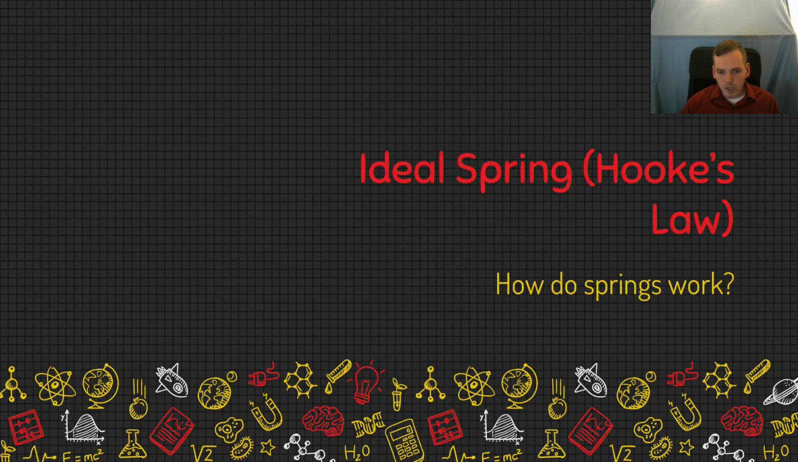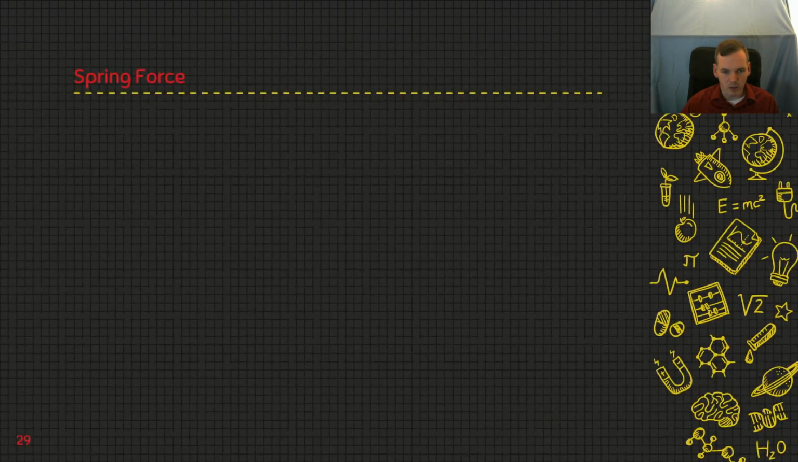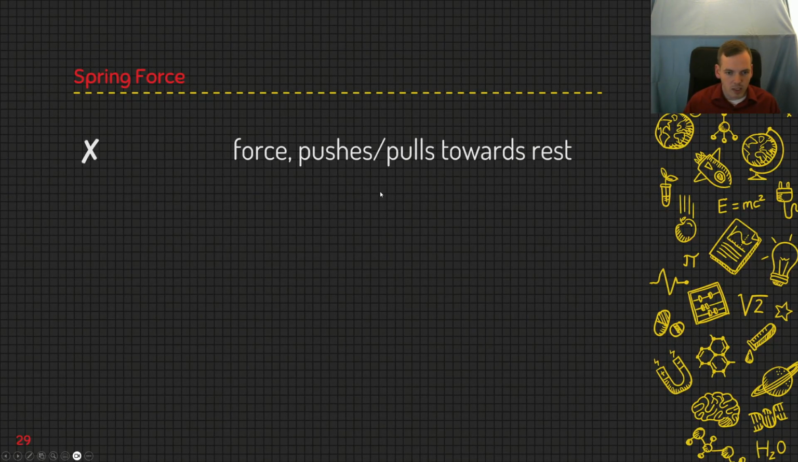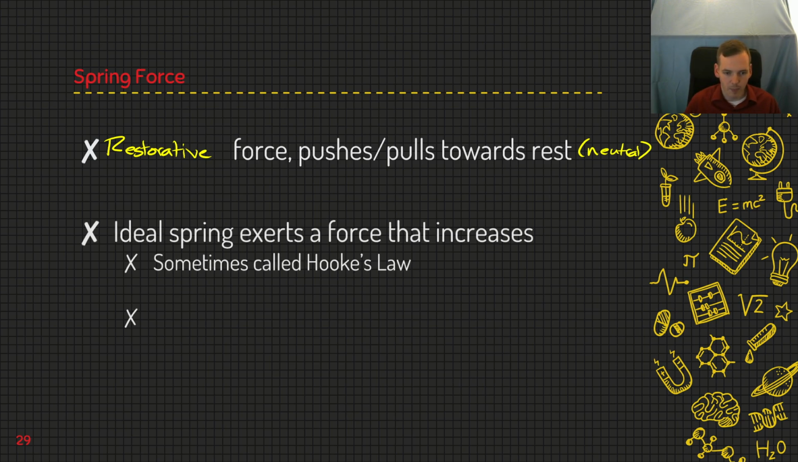This video is a quick explanation of Hooke's law, which is the force that springs exert. So the spring force is something we call a restorative force. It will always push or pull towards a rest or a neutral position. So if you have a spring and you stretch it, it's going to pull back towards where it started. If you compress it, it's going to push back to where it started.